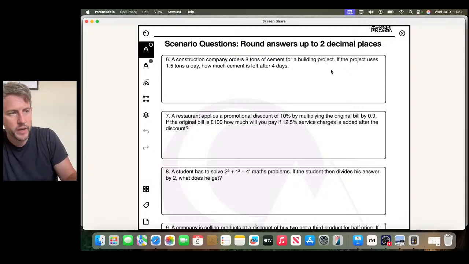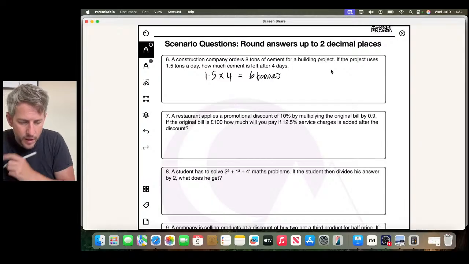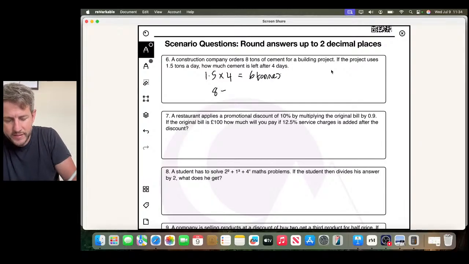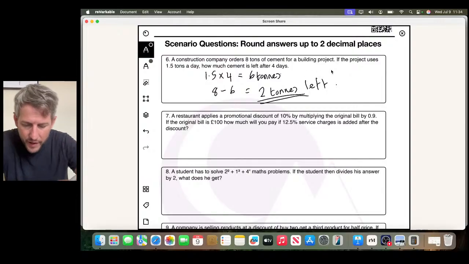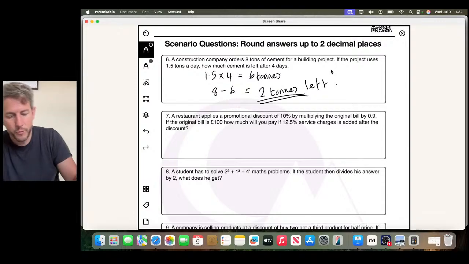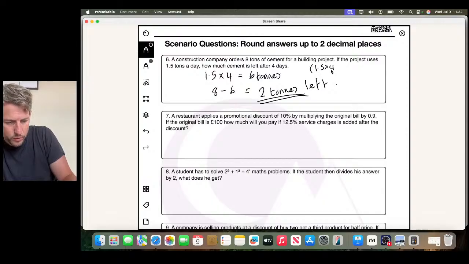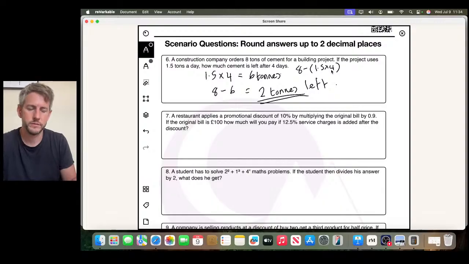Okay, so we need to work out how much cement they use. So that is 1.5 times 4. 1.5 times 4 is 6. So they use 6 tonnes over the 4 days, and then we'll need to do 8 take away 6, which will be 2 tonnes. Is it tonnes or tonners? I don't know. 2 tonnes left. Okay, right. And if we were going to write that in one calculation, it would have been this. So it would have been 8 take away 1.5 times 4, like that.